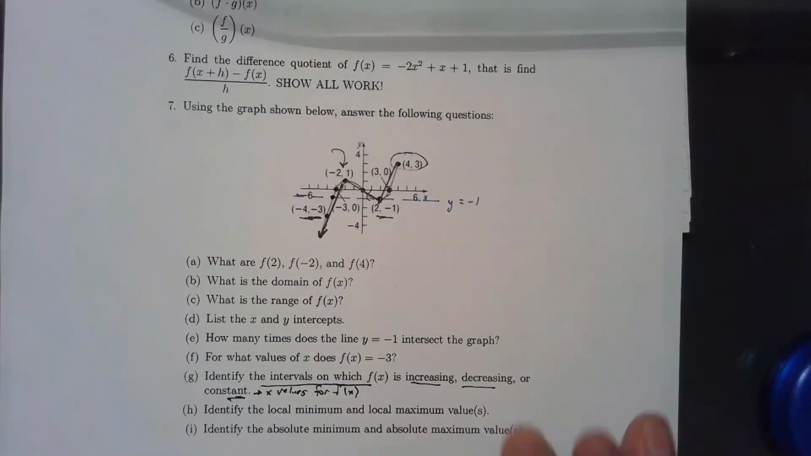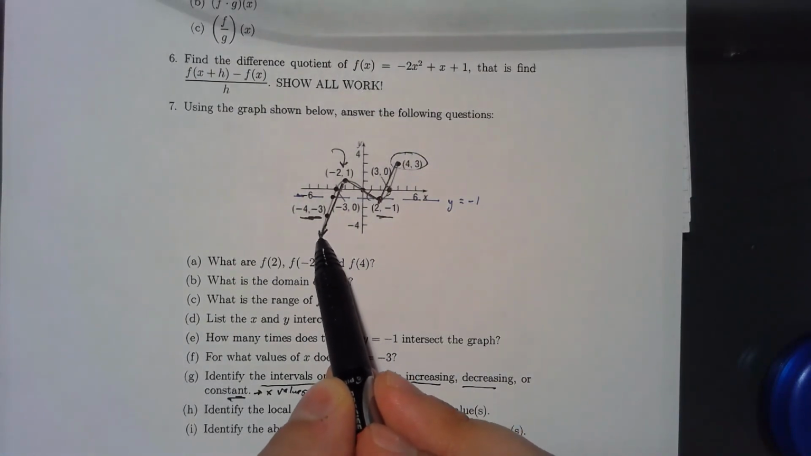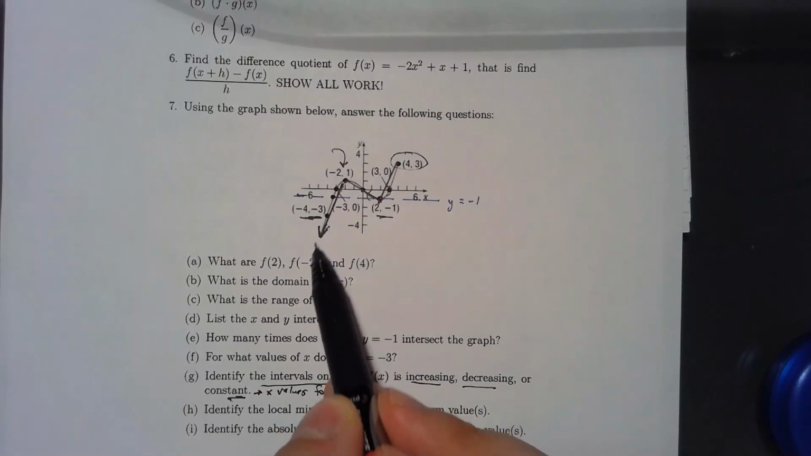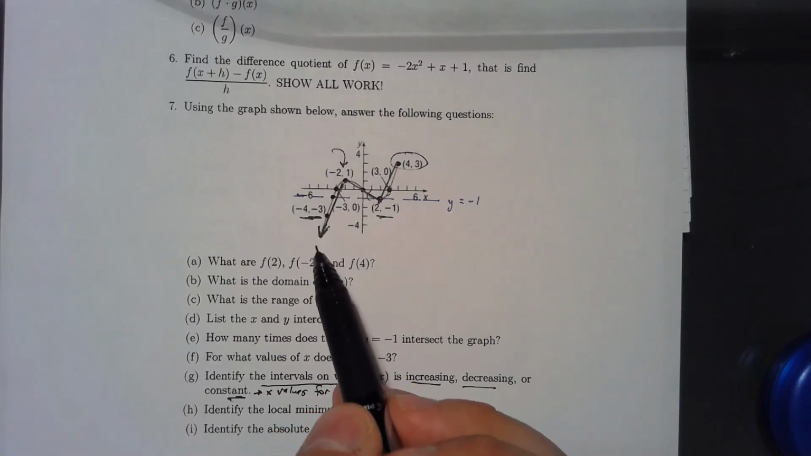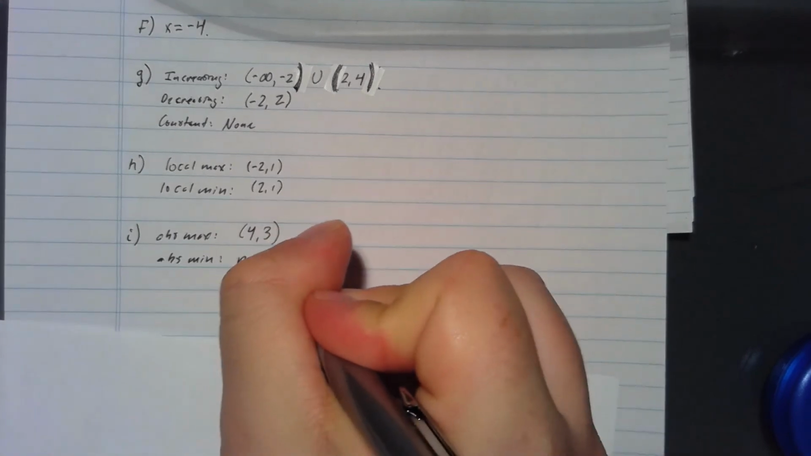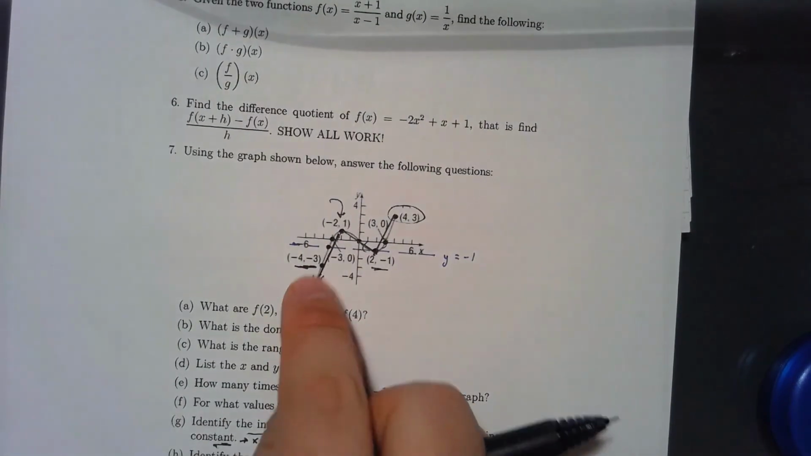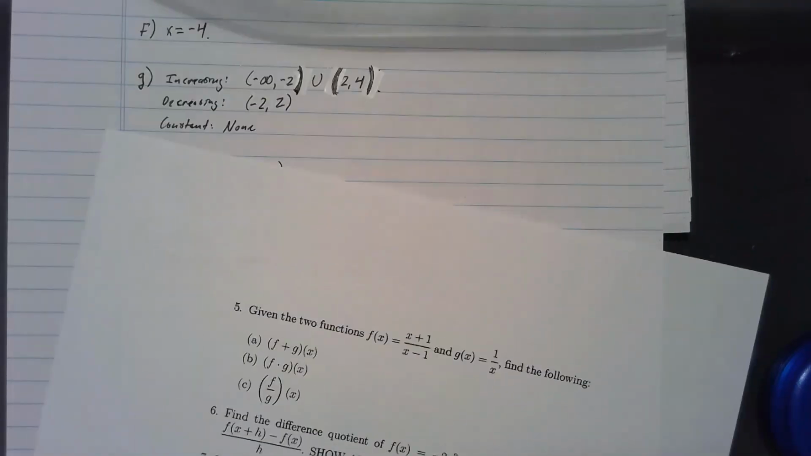The absolute minimum, now if you notice here, we already said that this graph goes down forever and ever. So since it goes down forever and ever, I'm not going to have an absolute minimum because it keeps going down and it never stops. So there is no absolute min. There is none. Because this graph goes down forever and ever, and I don't know where it stops. So there is no absolute minimum.